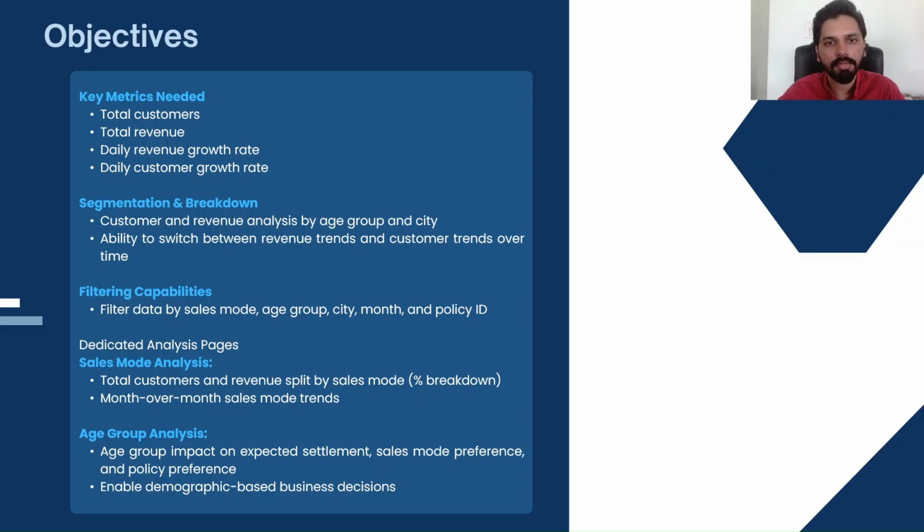We'll have two dedicated pages, one for the sales mode analysis, in which we will find the total customers and the revenue split by the sales mode. And we will also do the month-on-month sales mode trend analysis.